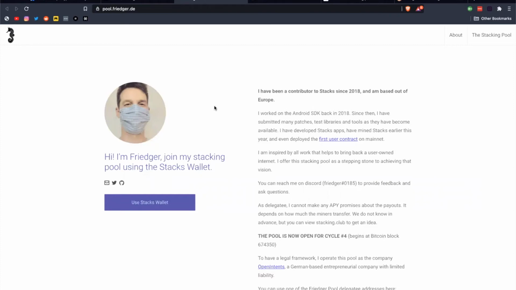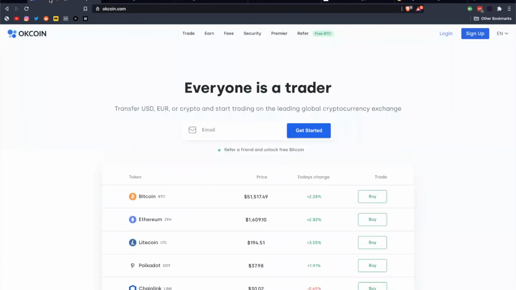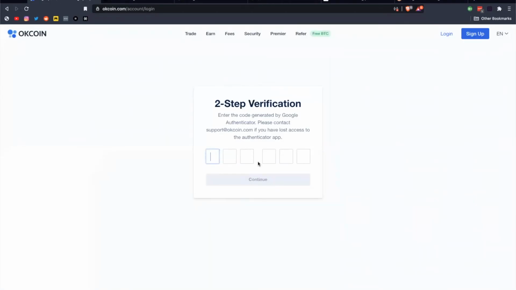And there's another option available. If you want to use OKcoin and lock up your STX, I'm going to show you how easy this is to do. So log in here, using your username and password. Always sign up for multi-factor authentication, and if you can, make sure that you have the necessary controls and restrictions on your phone. I'm going to log in here with the authenticator app.